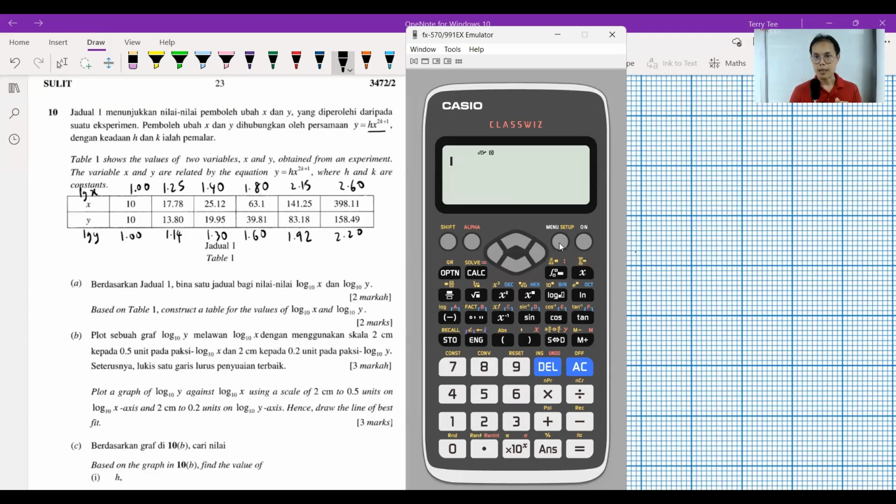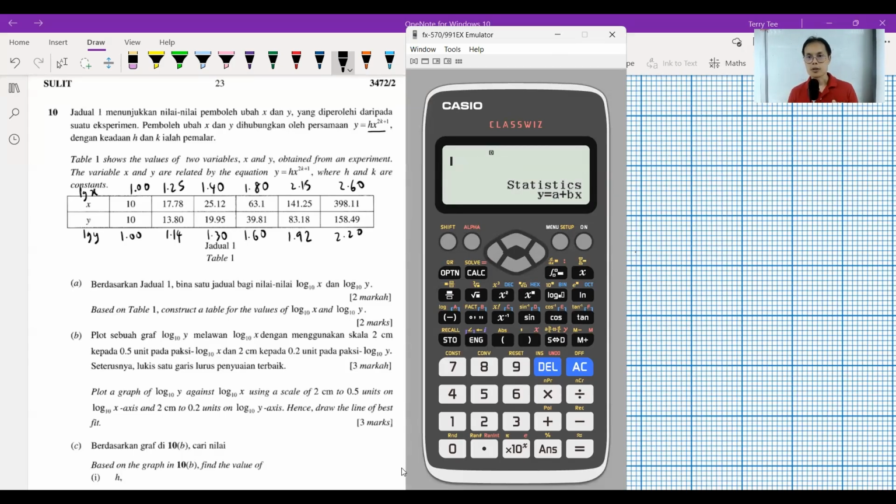Press menu, go to number 6, which is your statistic. Press 2, A plus BX. Now key in all your x values: 1 equals, 1.25 equals, 1.4 equals, 1.8 equals, 2.15 equals, 2.6. Then you go on with your y values: 1 equals, 1.14 equals, 1.3 equals, 1.6 equals, 1.92 equals, 2.2. Okay, I got my x, I got my y, then I go AC.